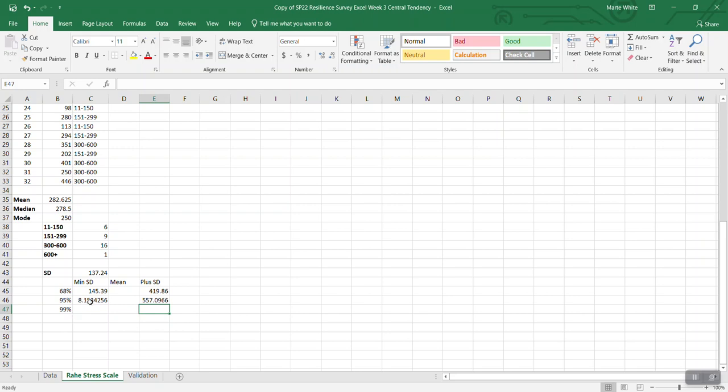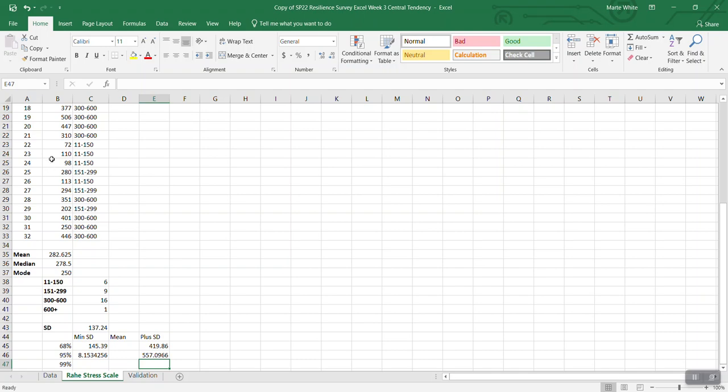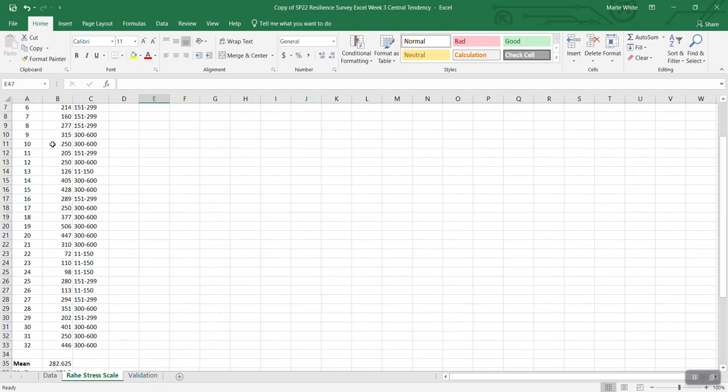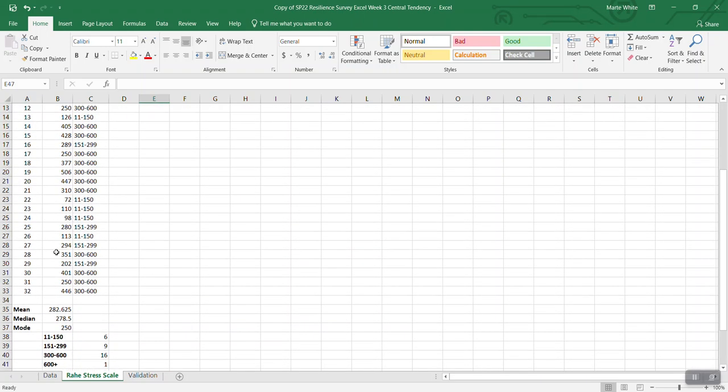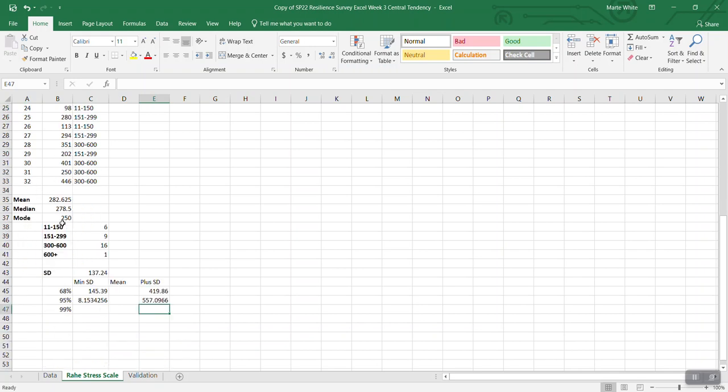We did not have any scores that low. 72 was my lowest score. You can look and see. So we don't have anybody who falls below, so nobody has super low stress. But we do have some that fall significantly higher than 2 standard deviations. So let's find out who scores higher than 2 standard deviations above.